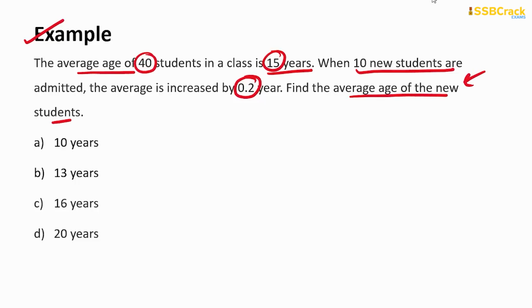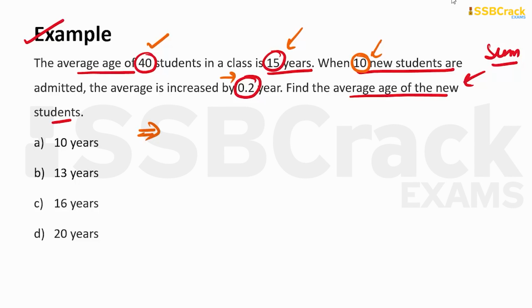So to find the average age of the new students, firstly we need to find the sum of their ages, right? And for that we can use our formula. Here our formula states that if we know the previous average, the change in the number of students and the change in the average, then we can easily find the sum of the new quantities, or the new students that we have added, right? So firstly we have to take the change in the number of quantities. Previously it was 40 and then 10 students are added, so the change in the number of quantities is 10 here.